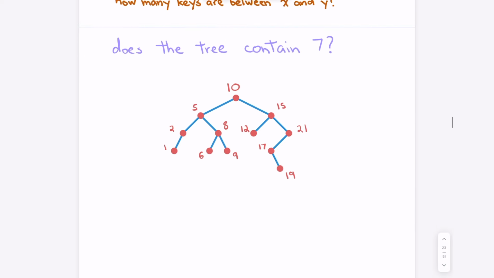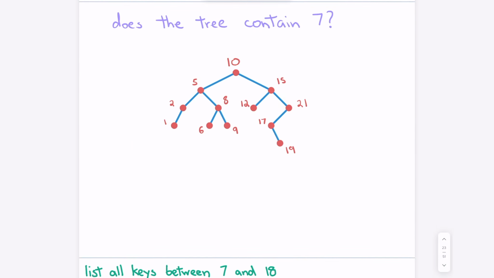So if I ask something like, does this tree contain the number 7? As you all know, you start at the root, 10. Okay, it's smaller. That takes me to 5. It's bigger. Takes me to 8. Smaller, 6. Okay, it should be here. It's not here. 7's not in the tree.